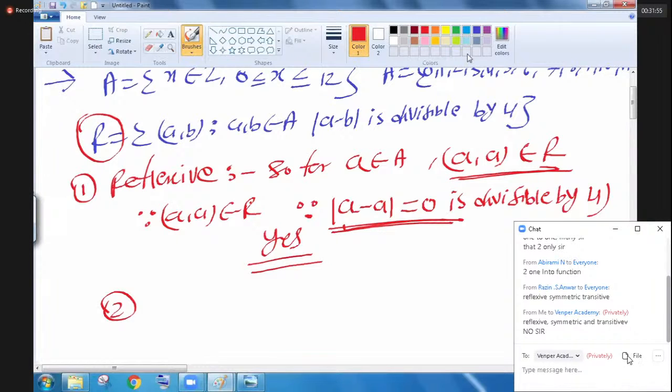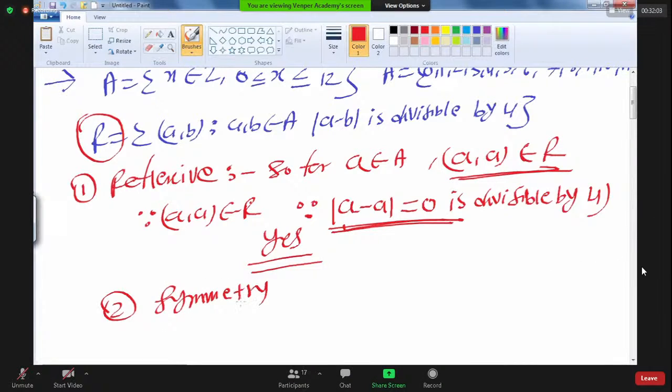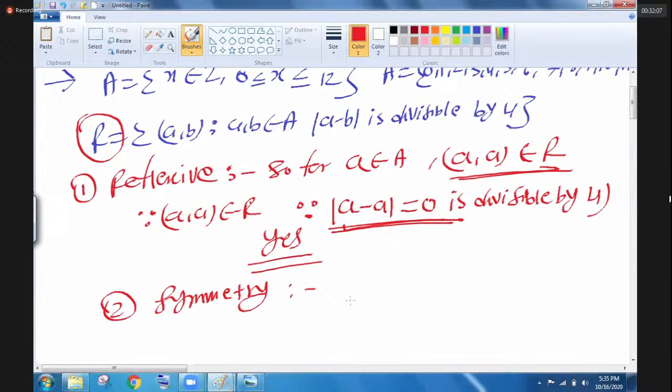Okay, so Rahul, what I told you, I hope you understood what I said. Next thing, symmetry. For this chapter, I think I have to update my question bank one more time. AB belongs to R.